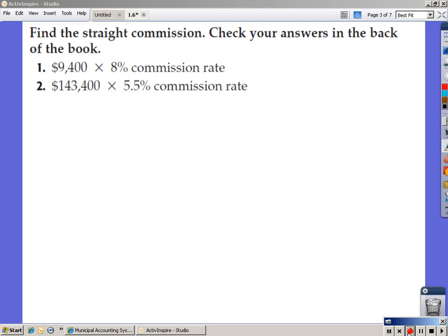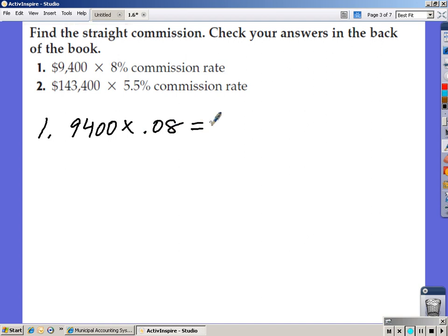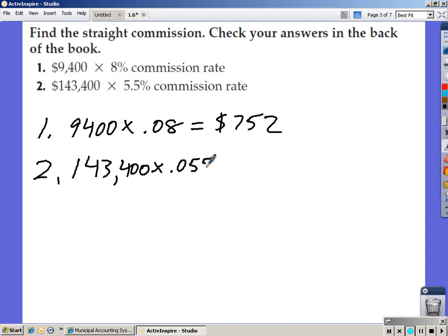Alright, so number 1. $9,400 times 8% commission. Okay, that's 0.08. Got to move that decimal twice. Multiply that out, you get $752. Number 2, 143,400 times 5.5% commission, which is 0.055, is 7,887. Pretty simple.